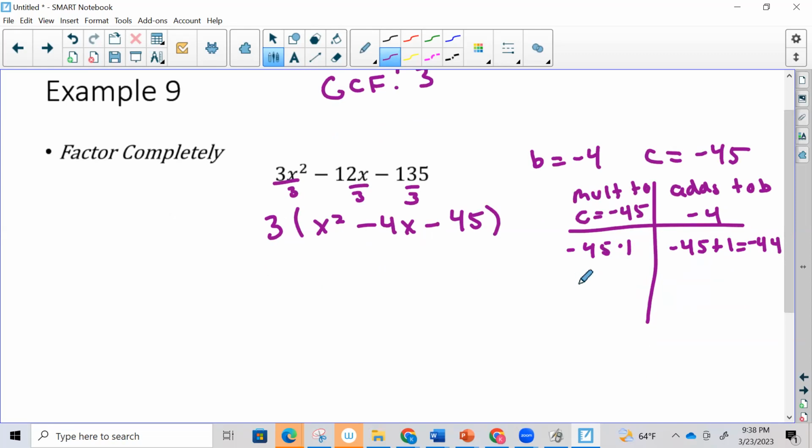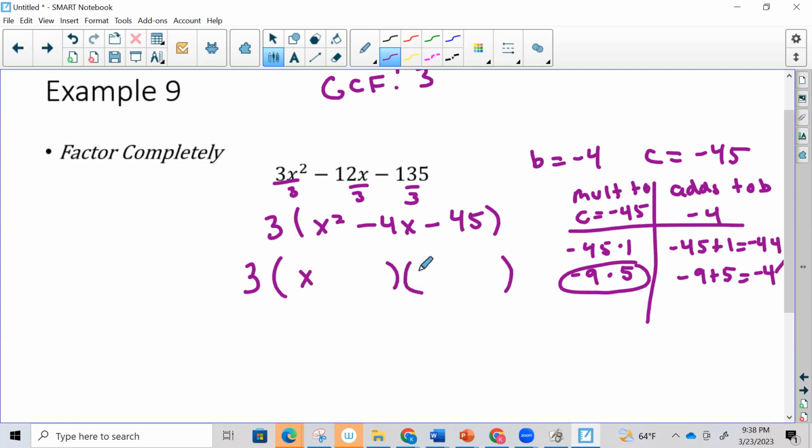often we think is 9 times 5. So I can do -9 times 5. And that gives me -4. And so this works. That's what I want, -4. So then the 3 stays here. I put my 2 binomials with x and x in the front because my variable is x squared. And then I put my -9 plus 5.